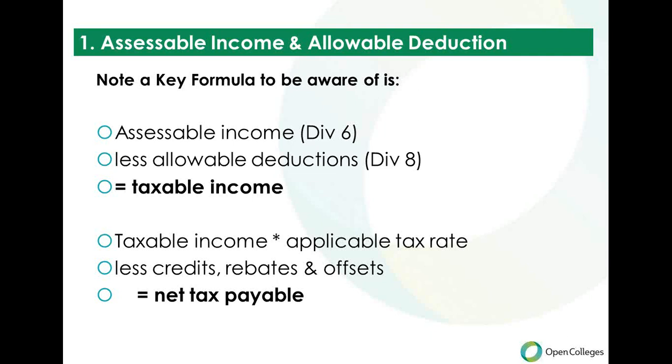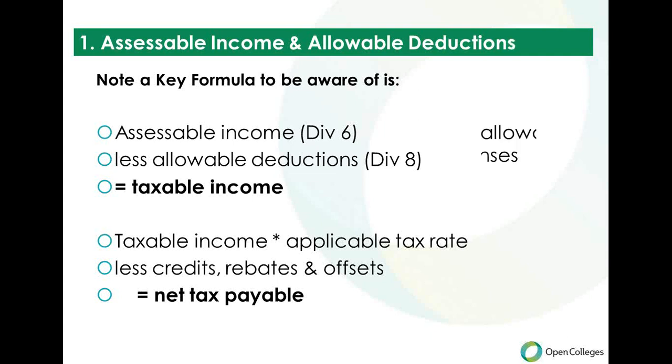Now, a common mistake that gets made, and I do see it in the assessments as well, is that tax offsets and rebates are treated as an income tax deduction, reducing taxable income. Please be aware that's not the case, and any credits, rebates or offsets that you do see ultimately reduce tax payable, not the taxable income for the taxpayer.